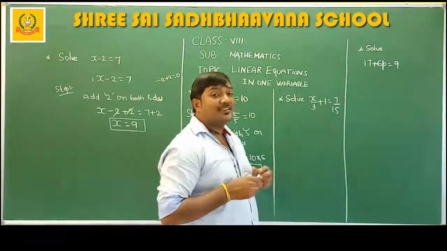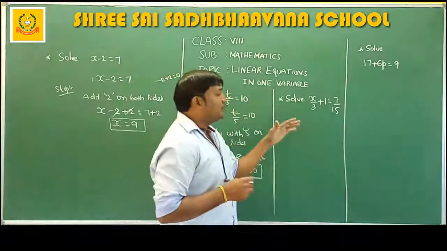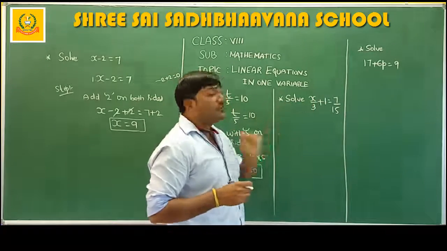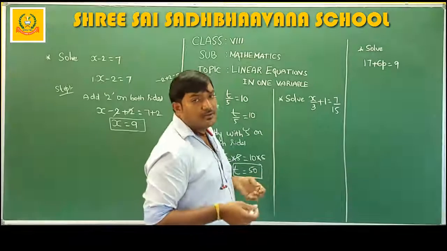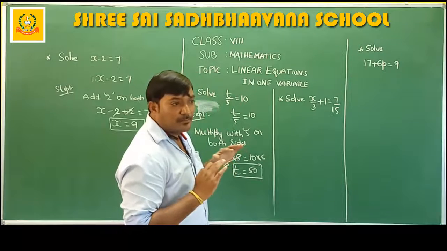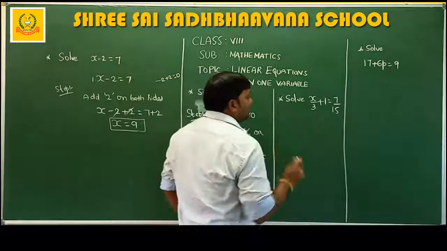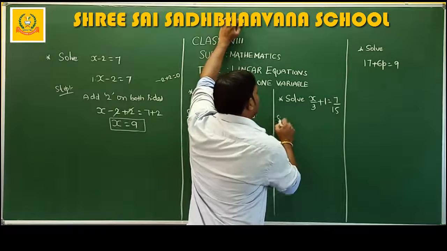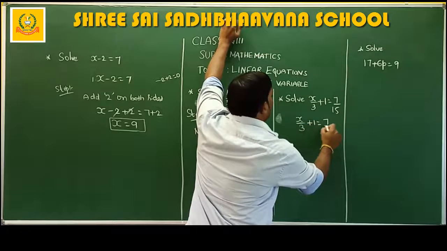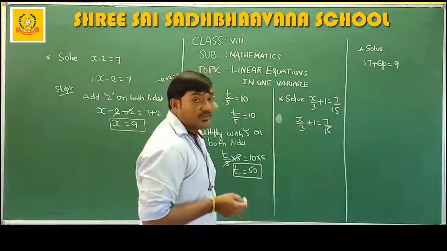What is that? x by 3 plus 1 is equal to 7 by 15. Here, if you observe, the difference between this sum and the last sums is that here we have fractions, whereas in the last sums we don't have this many fractions. The procedure we are doing remains the same, it will not change. But here we have fractions, that is the only change in the sum. Now, before doing the first step, first write down x by 3 plus 1 is equal to 7 by 15. Got it? x by 3 plus 1 is equal to 7 by 15.